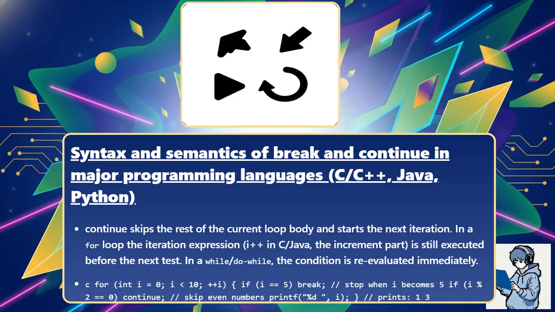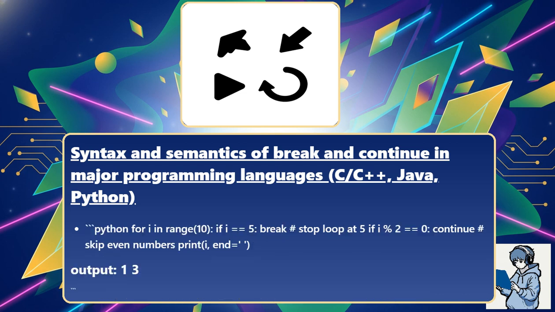for (int i = 0; i < 10; i++) { if (i == 5) break; // stop. When i becomes 5, if (i % 2 == 0) continue; // skip even numbers. printf("%d ", i); } // prints 1 3.